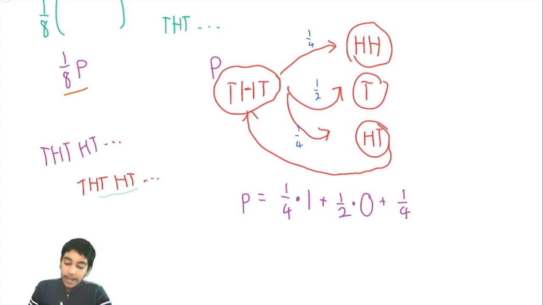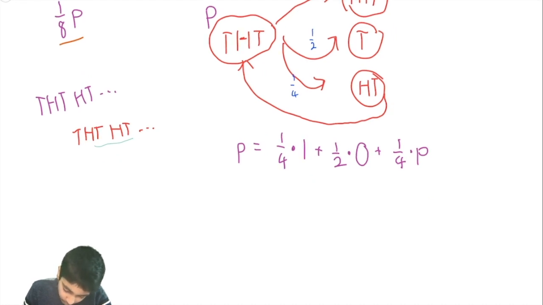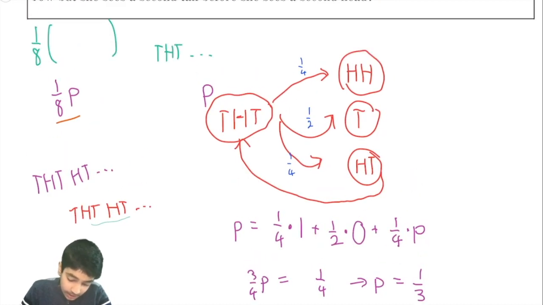So there's a 1/4 chance to go to HT state, and we end up all the way back at P. So 1/4 chance times P. Then we can simplify this to get 3/4 P equals 1/4, or P is 1/3. So our answer is just 1/8 times P, the probability of getting THT, which is going to be 1/24.